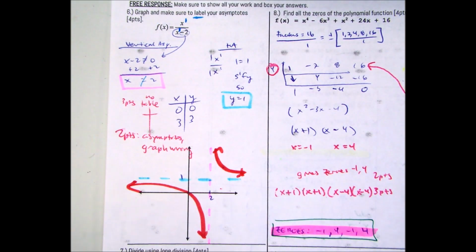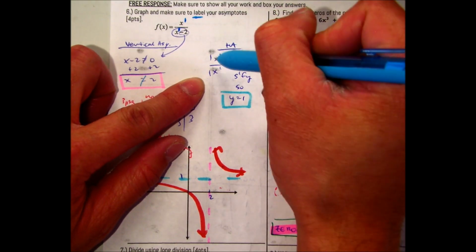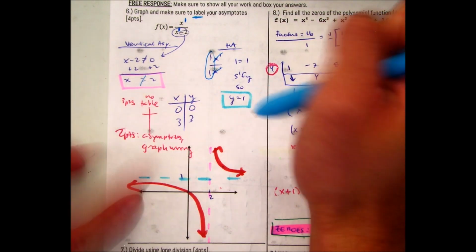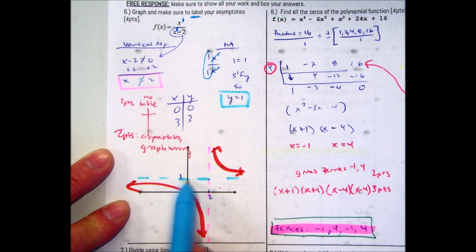Now, to find the horizontal asymptote, I'm going to take my exponents. X to the first over x to the first. When I compare those, I just need to simplify. So if I cancel those out, I'm left with 1 over 1, or y equals 1. Here is my horizontal asymptote, and here's me labeling it equals 1.